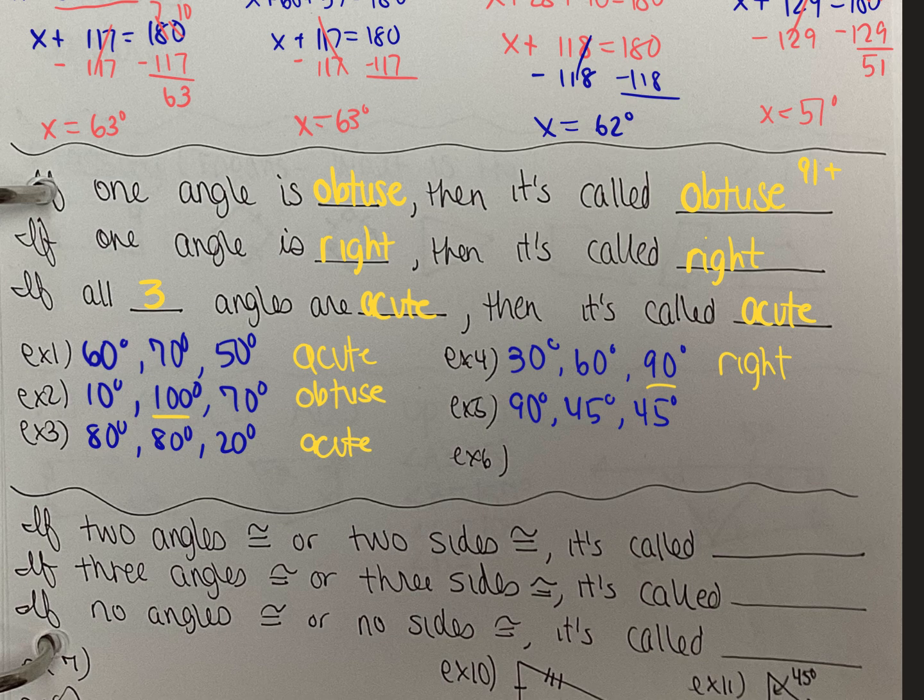90, 45, 45. That would also be a right triangle because there's one right angle. All right, example 6. Let's see, 95. No, I don't think I can go 95, 85. Let's go 95, 65, and 10. I think I have to go 10. That would be obtuse because of that 95-degree angle.